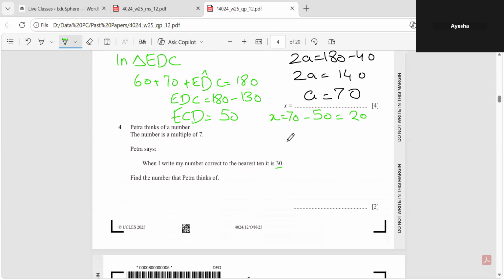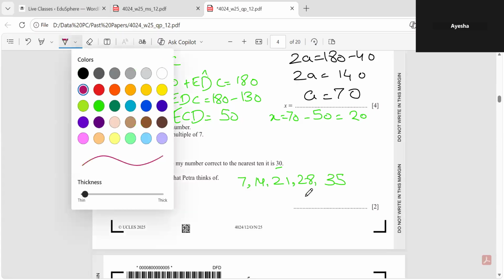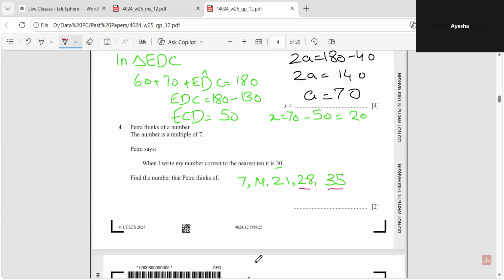So it means that if I have to write all the multiples of 7, first I'm going to write 7 ones are 7, 7 twos are 14, 7 threes are 21, 7 fours are 28, 7 fives are 35. So I have to keep revolving around these two numbers, because 28 and 35 are those two numbers which are closer to 30.